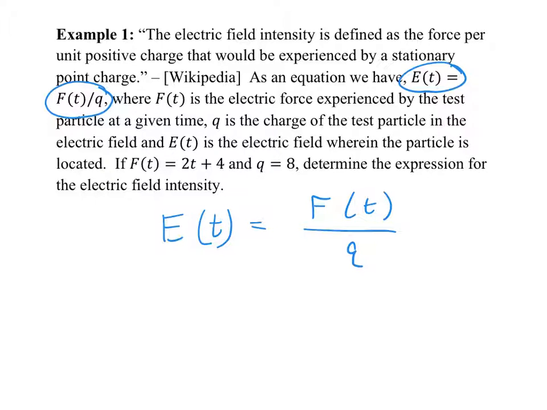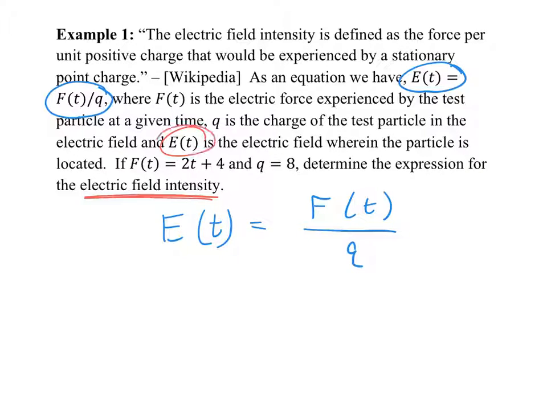E of t equals F of t over Q. So let's say the problem says the following. We're trying to figure out the expression for the electric field intensity if the force function is given as 2t plus 4 and the charge is simply given as 8. A problem like this, although lengthy in words, is not difficult, because all we're really doing here is plugging in. Again, determine the expression for the electric field intensity.